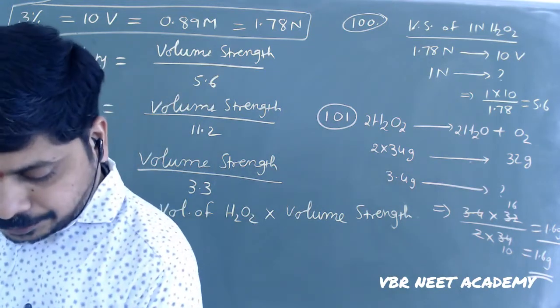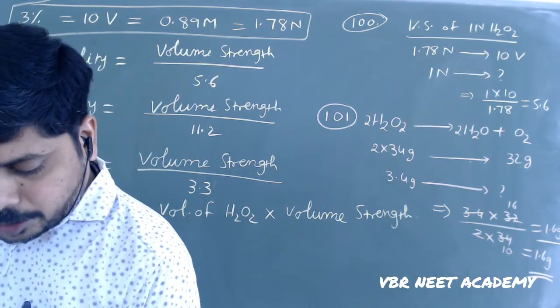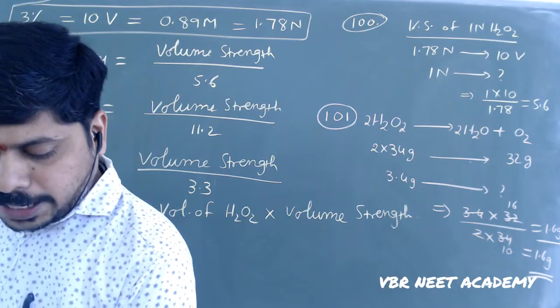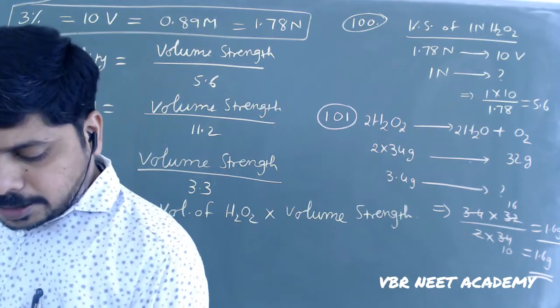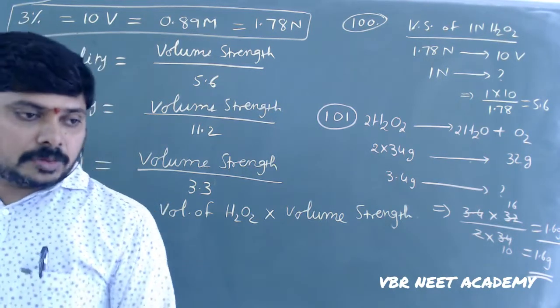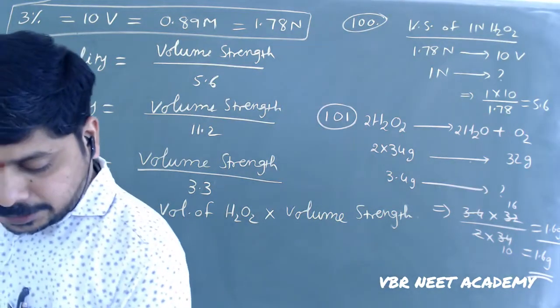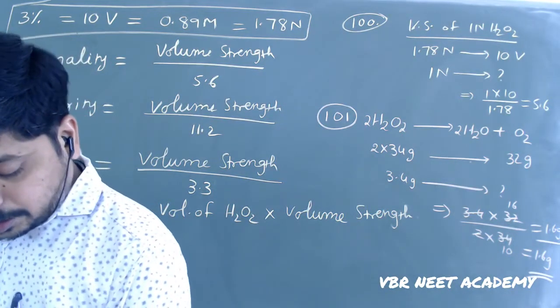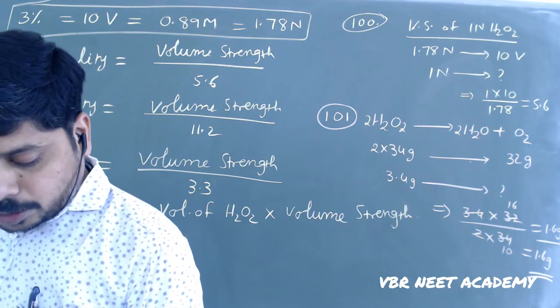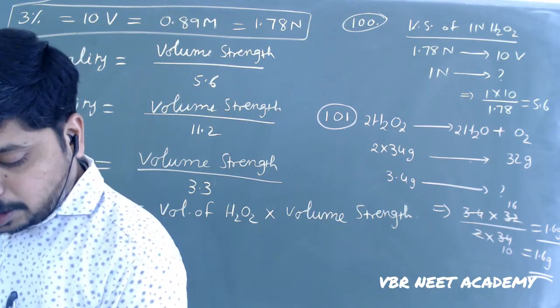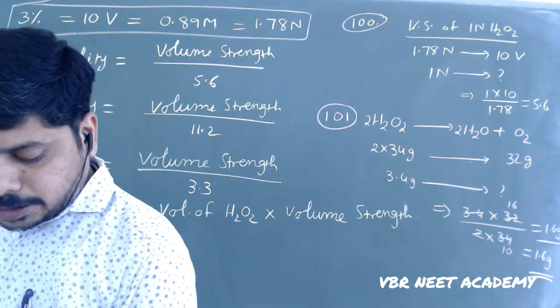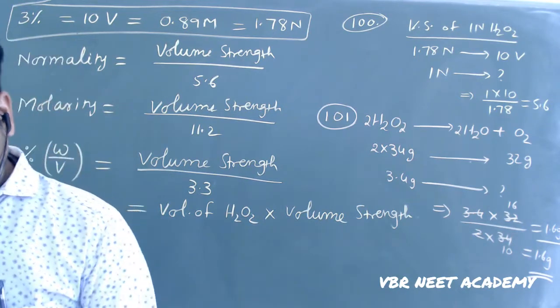And next, 102 is going to be a theoretical question only. In which of the following reactions does H2O2 act as reducing agent? So there we are supposed to remember the equations that I gave yesterday. And the next one, 103, is also conceptual only. 104: the volume of Perhydral which on decomposition gives 1.5 liter of oxygen gas.